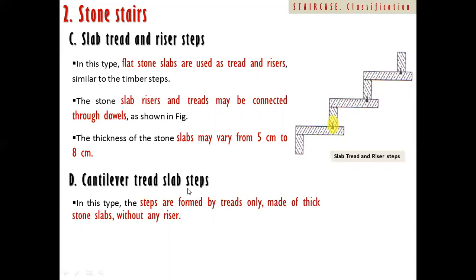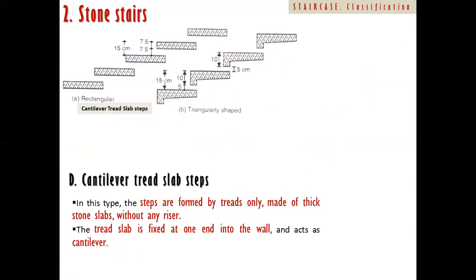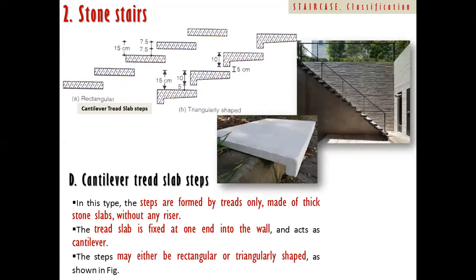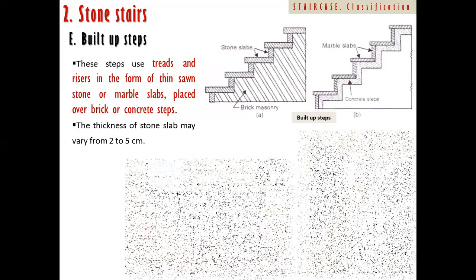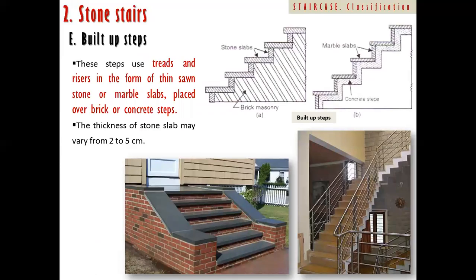Now the cantilever tread slab step. So what you need to do, there will be a wall, and from the wall you can just extrude this particular tread portion. So they are just hanging over the wall. Let's see in the view. Look at this. There is a wall, and within this wall you can just fix these tread areas. Okay. Even here also it can get clear. Now these are the built-up steps. You don't need to do anything for it. The portion below will be solid, and within that the steps can be fixed.